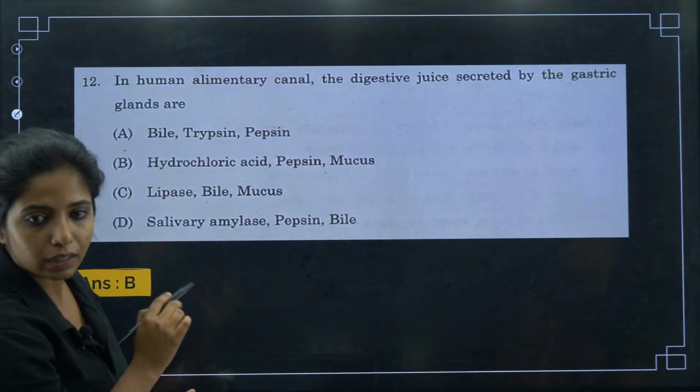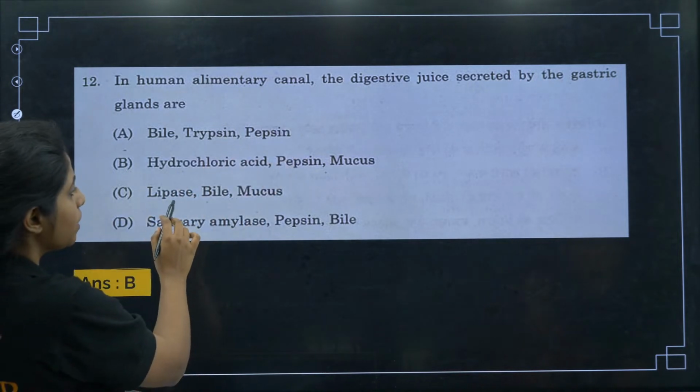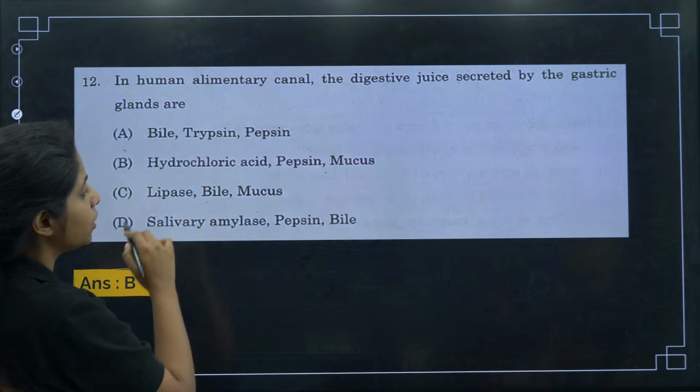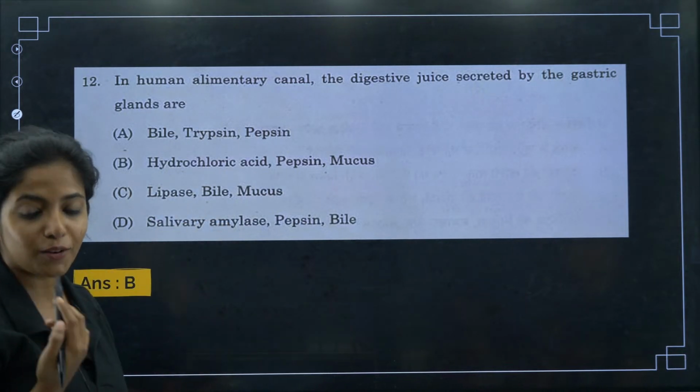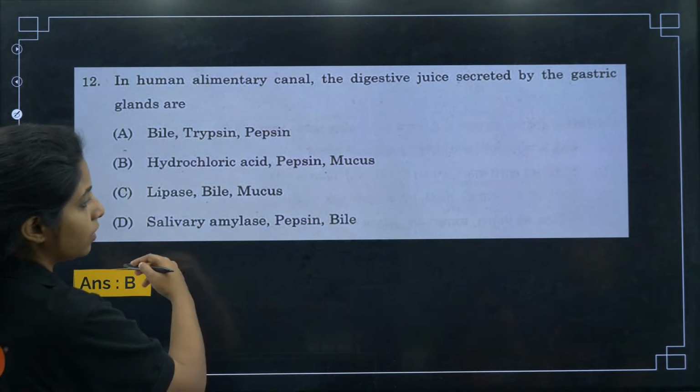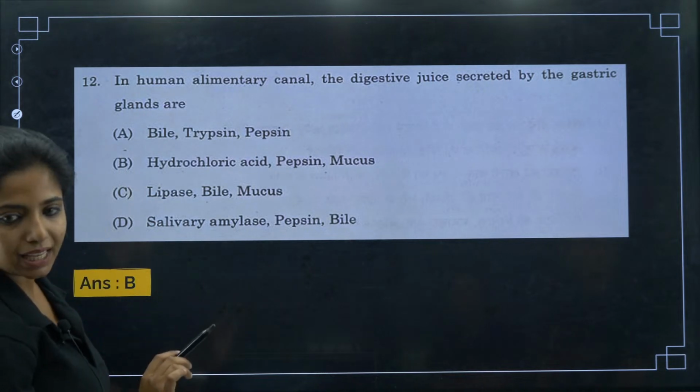Bile is produced by the liver. Trypsin is produced by the pancreas. So, this cannot be an option. Over here, lipase is produced by the pancreas. Bile again is produced by the liver. So, not an option. Salivary amylase is produced by our mouth, right? So obviously that is not an option, and bile, as I said, is produced by the liver. So your answer is B.